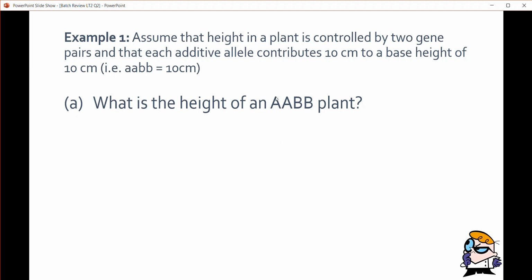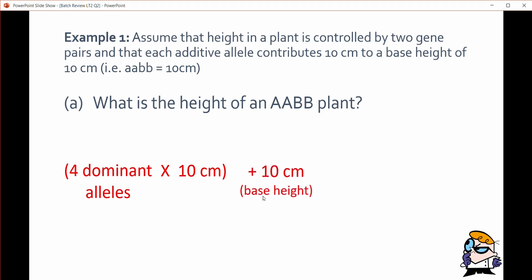So you have 1, 2, 3, 4. There are 4 dominants. So you know that each one contributes 10: 10, 20, 30, 40. So you know that 4 dominants will be contributing 40 centimeters. So you have 40 here. But since you have a base height, because small a, small a, small b, small b is 10 centimeters, you have to add the 10 centimeter base height. You have 50 centimeters. Okay?